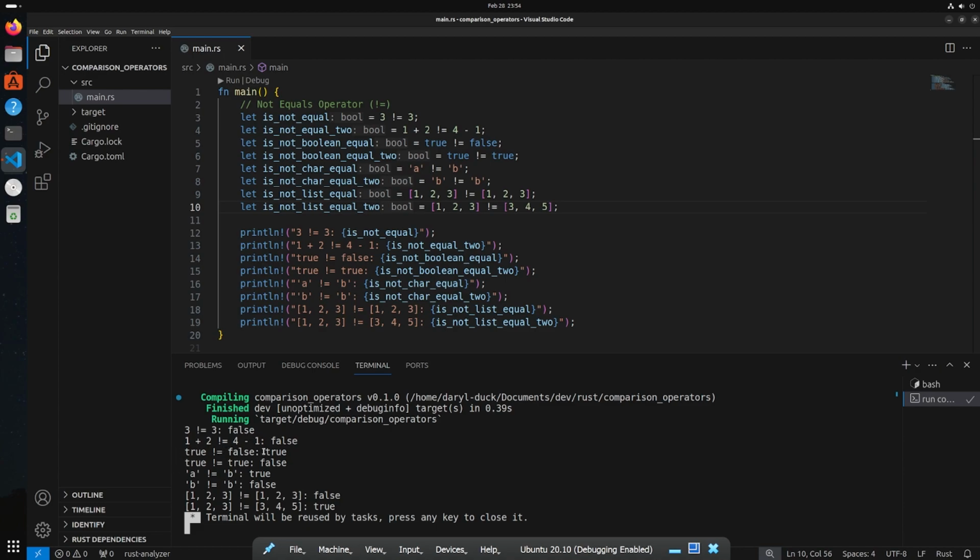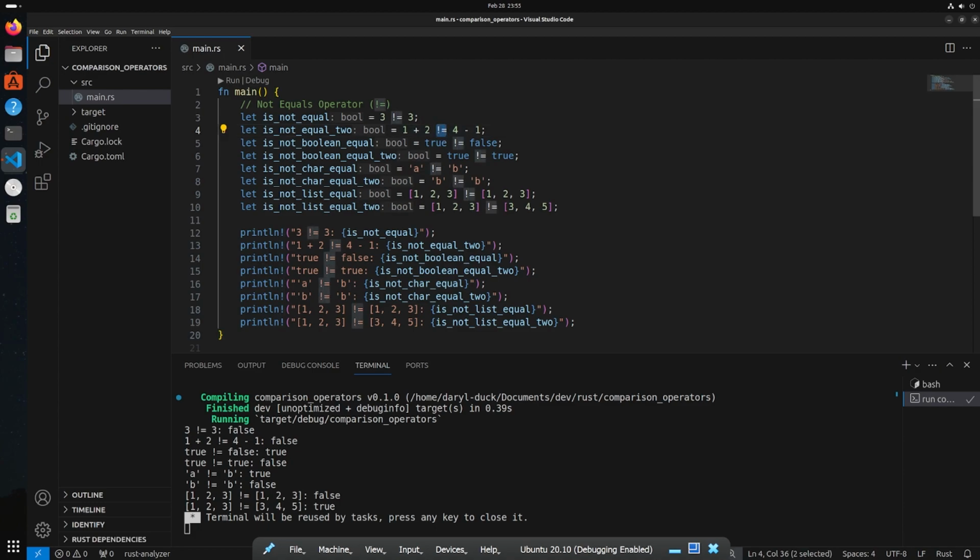True is not equal to false. That's now true because true and false are both different. True not equal to true is false because they're both the same. A not equal to B is true because they're not the same. And B not equal to B is false because they are the same. And you get the picture, right? So that is the not equals operator. Just remember, it's an exclamation mark and an equal sign.